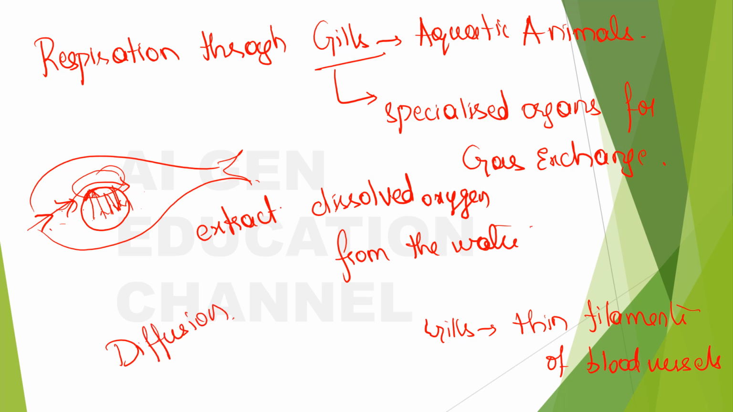Two questions can be asked here. The first question would be, what are the specialized organs that are used for gas exchange in aquatic animals? Then your answer should be gills. And what is the process used by the gills to extract the dissolved oxygen from the water? Then that process would be diffusion. These are very important questions, and another may be, what is the gill made up of? You can say the gill is made up of thin filaments of blood vessels. So this is about the respiration through gills.